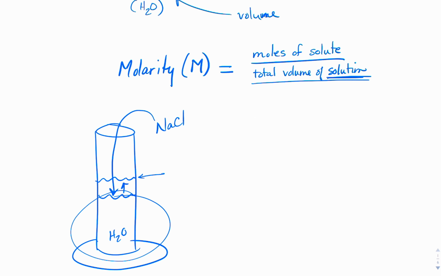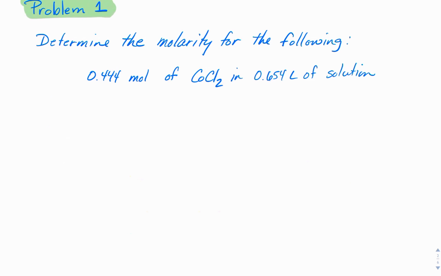So let's do a few examples so that we can see how this works. In this particular problem, it says determine the molarity of the following. And it says that you have 0.444 moles of cobalt 2 chloride in a volume of 0.654 liters of solution. And one of the things that I failed to mention earlier was that the volume that we use in our molarity calculation must be in liters.